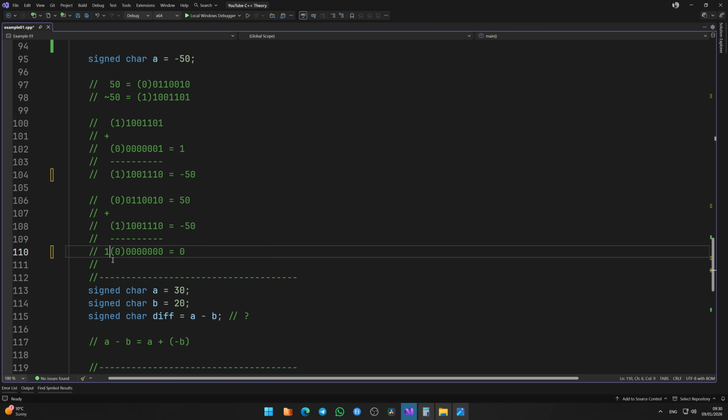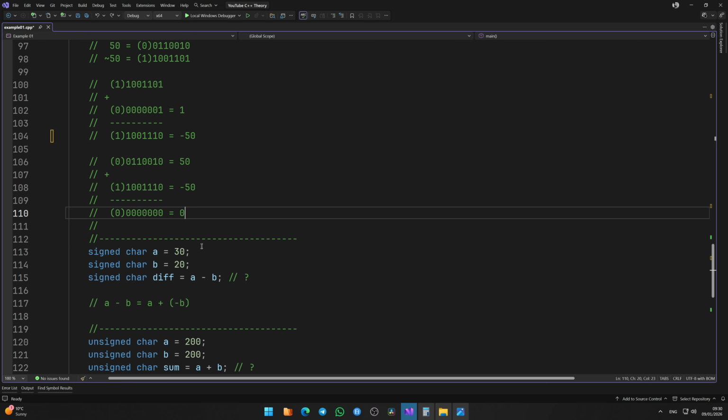And here we notice that we run out of bits, but there's still a 1 left in memory. That's the 9th bit, and it doesn't fit into the signed char type, so it's simply discarded. What's left are all zeros, or just the number 0, and there's our proof.